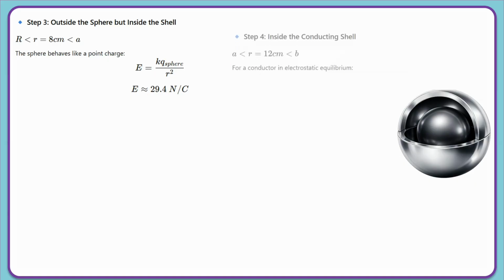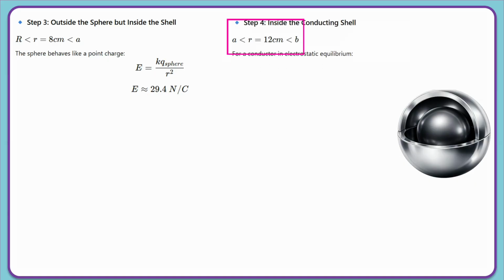Part C, R equals 12 centimeters. Now we are inside the conducting shell. If you remember, I mentioned this important point in the previous slide and the previous problem. Inside a conductor in electrostatic equilibrium, the electric field is always 0. The charges inside the conductor rearrange themselves on the surfaces, creating a balance that cancels the electric field inside the metal. Therefore, E equals 0.